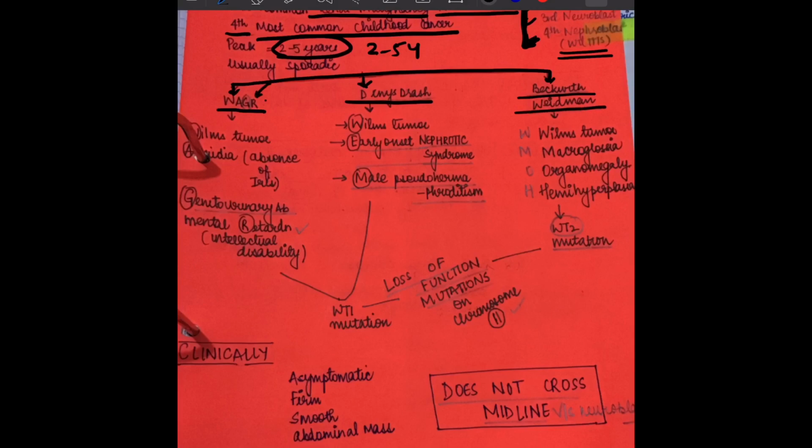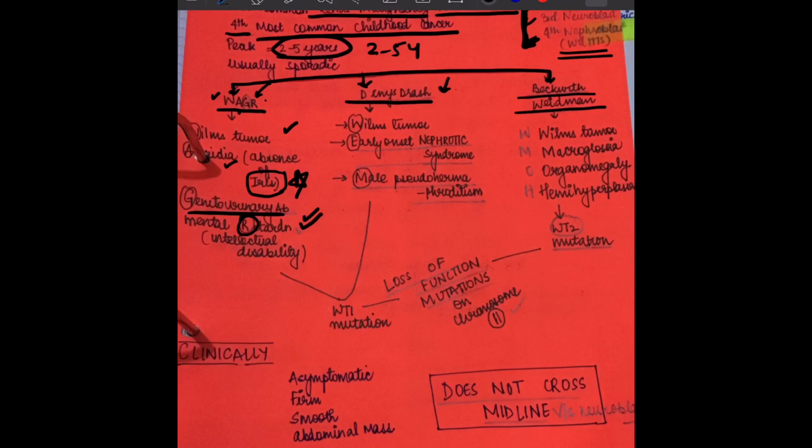WAGR syndrome can be guessed from its name itself. W stands for Wilms tumor, A stands for aniridia, that is the iris would be absent in a child. Then G is for genitourinary abnormalities, and R stands for mental retardation or intellectual disability.